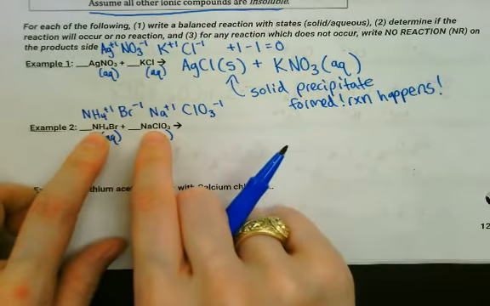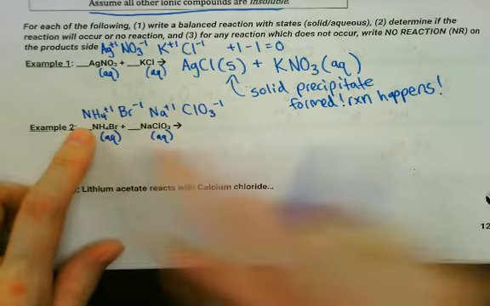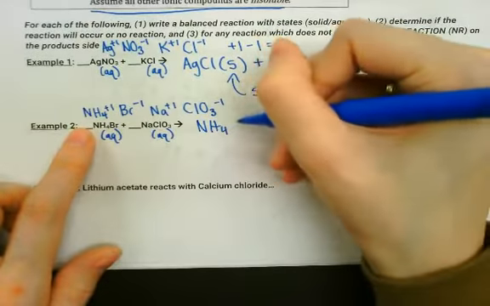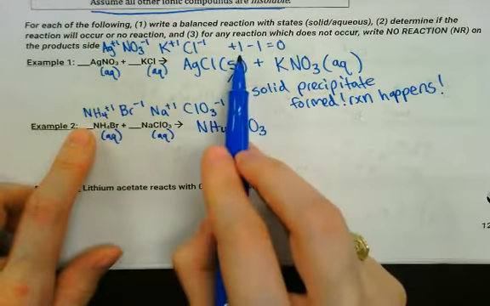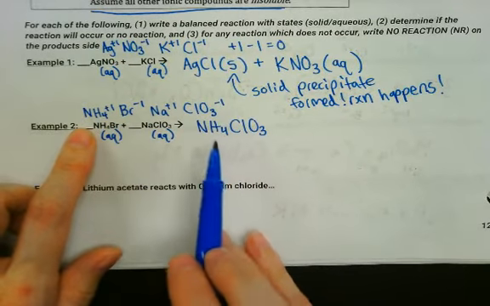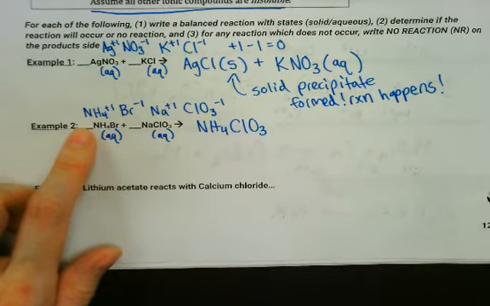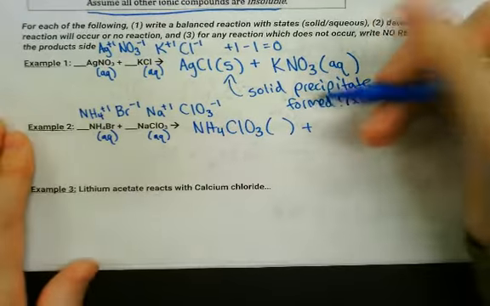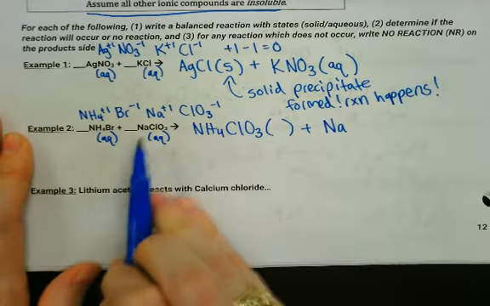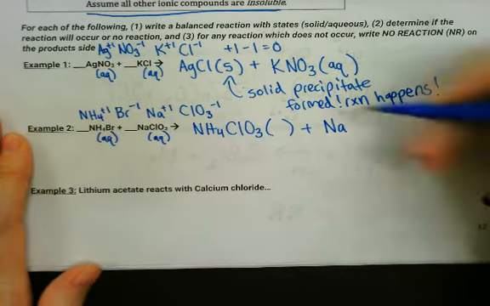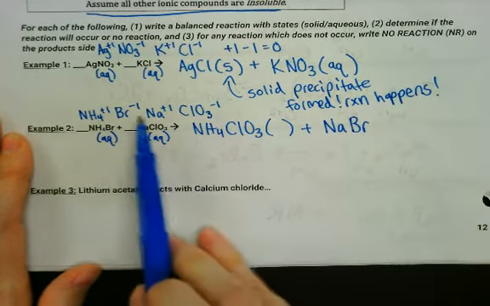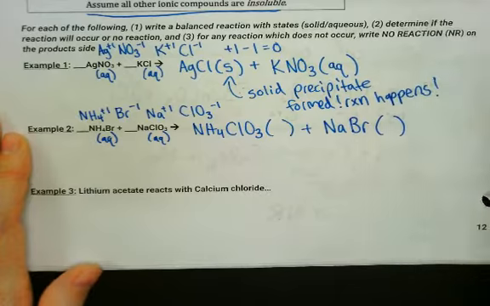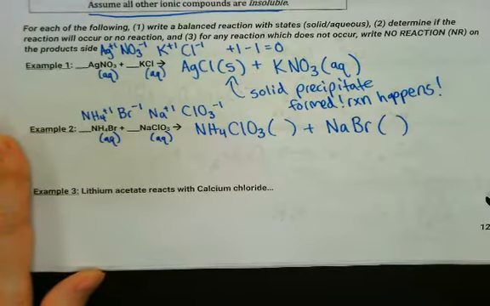Now we're going to swap our cations. So I'm going to put ammonium with my chlorate. Again, my +1 and my -1 charge will cancel each other out. I just need one of each ion to give me a neutral compound. We will figure out its state in a second. And we're going to figure out our other product. My sodium is now going to pair up with my bromine. We have a +1 and a -1 charge again, so they will cancel each other out very nicely and leave us with this formula.